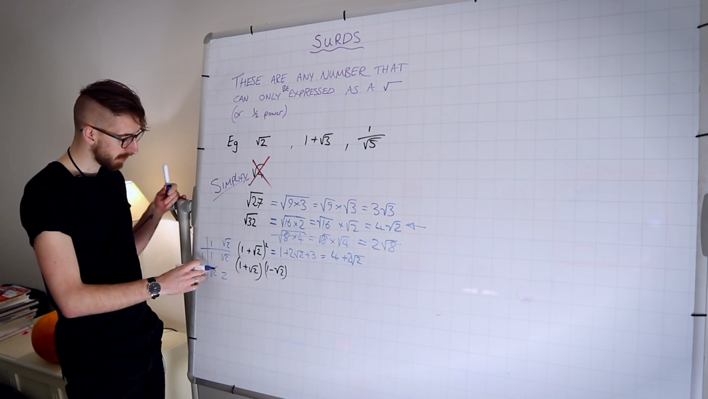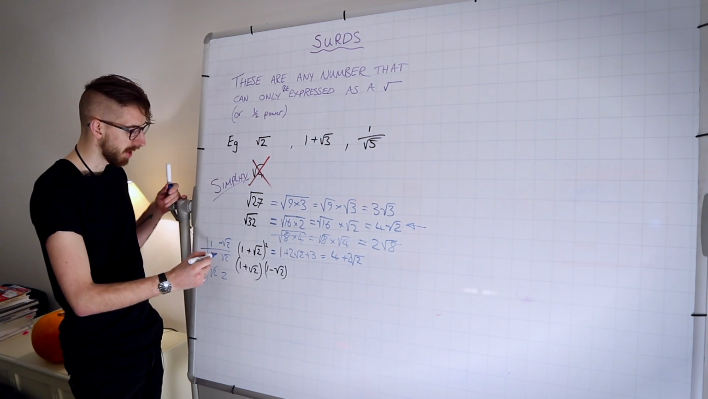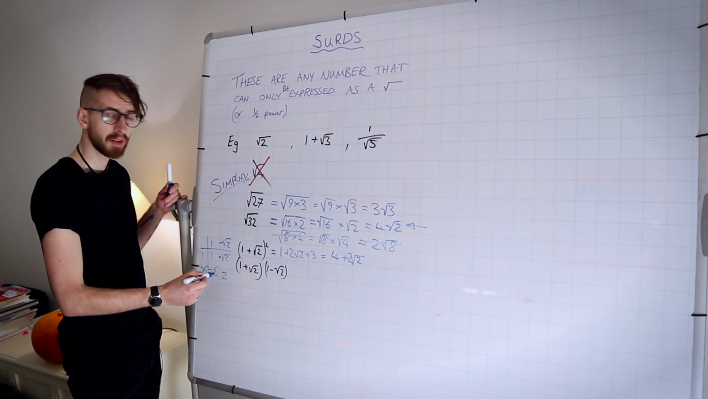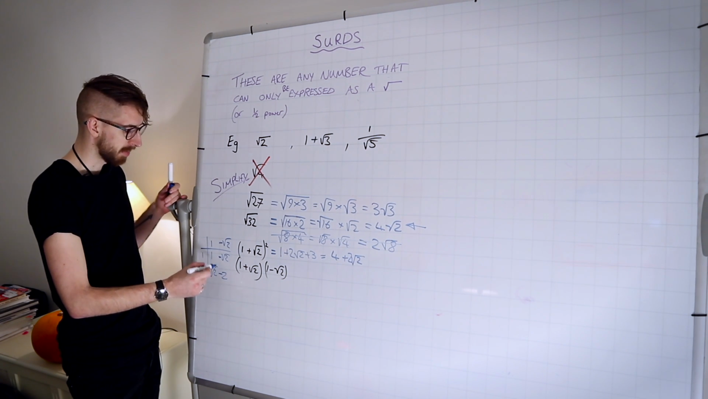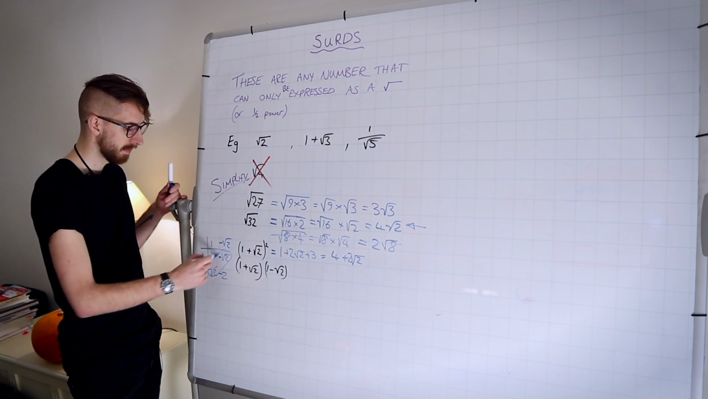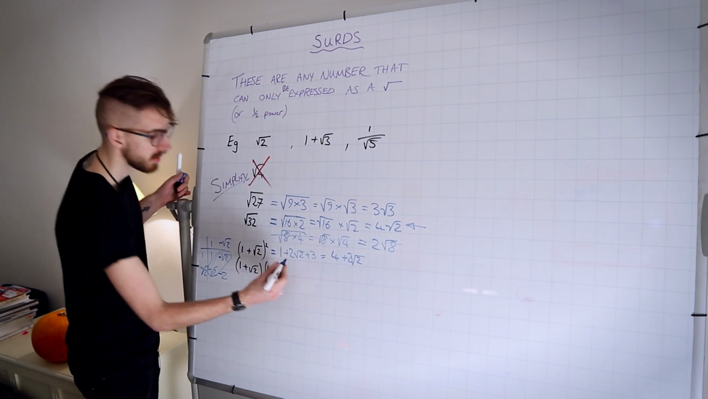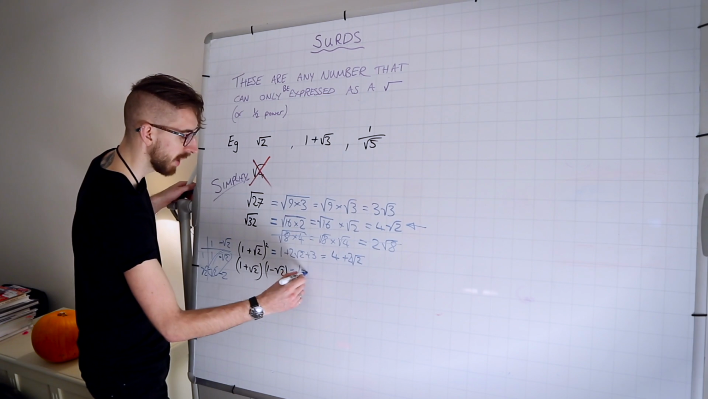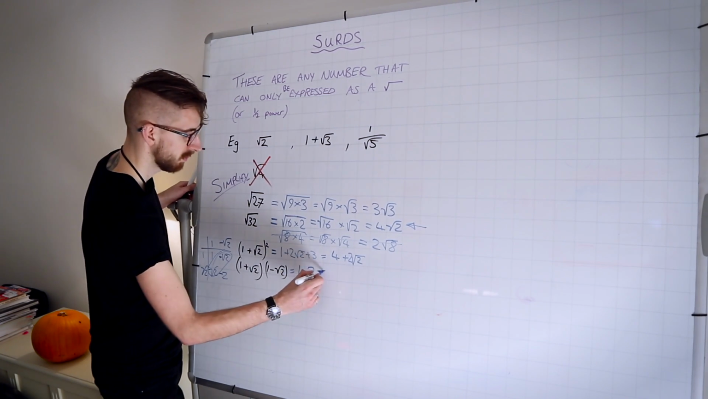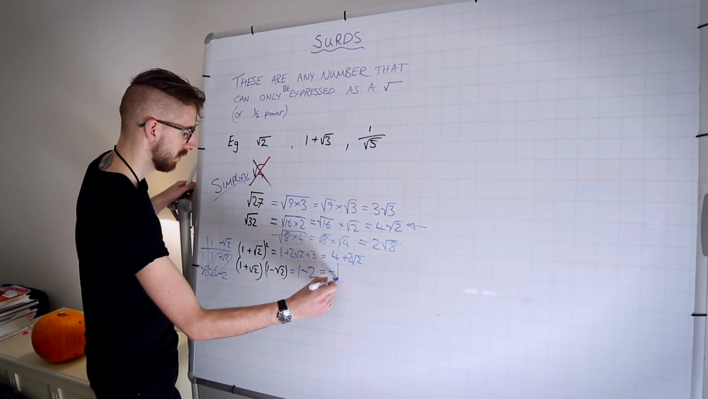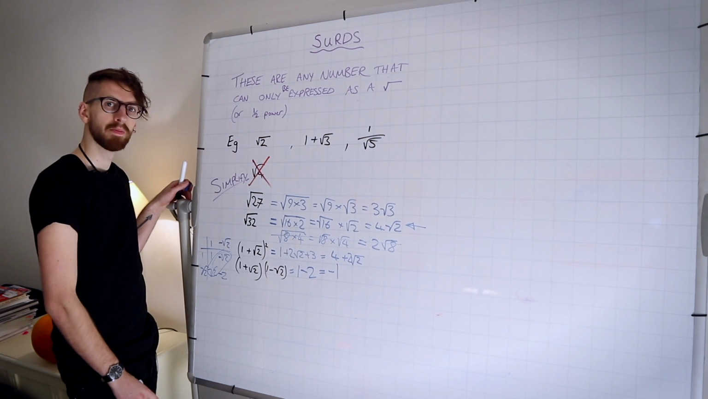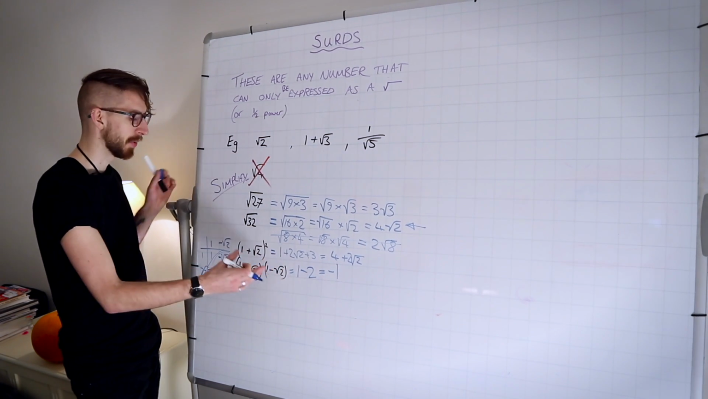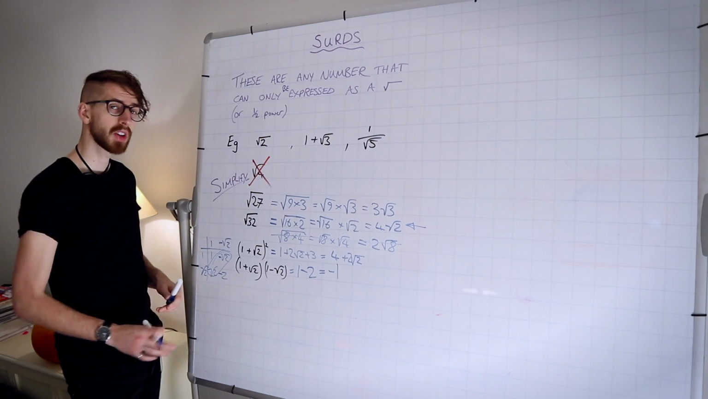Because if we do the same little grid here, but we swap that for a minus, that means that's a minus, and that's a minus. These two are then going to cancel out. So what this equals is 1 minus 2, which is equal to minus 1, which is no longer a surd. So when you times these two together, you don't get a surd anymore.